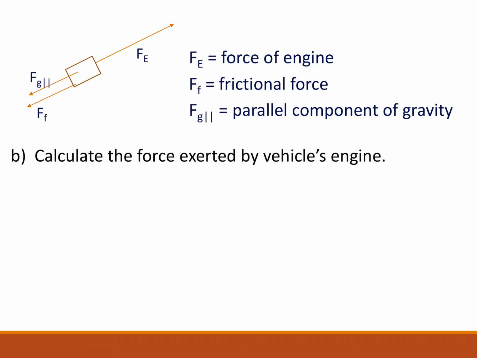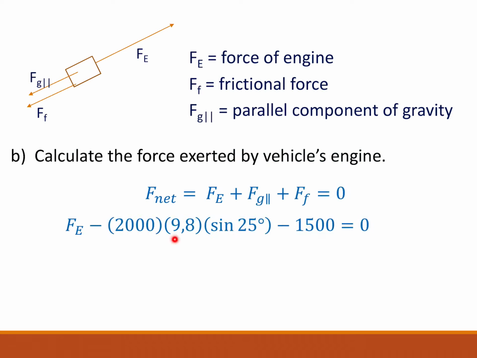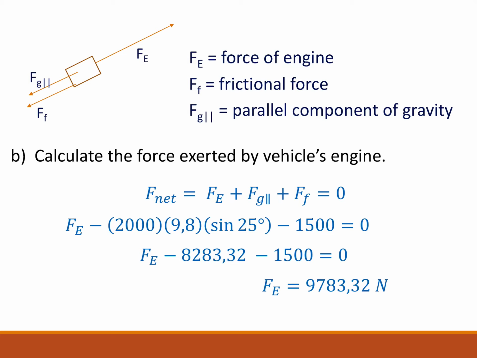Now they want the force exerted by the vehicle's engine. You know that F net is 0 because it's going at constant speed. FG parallel you can work out, and you were given friction. So, that's FG parallel. FG, 2,000 times 9,8. We minus it because in the opposite direction, so it's going to be sine 25 minus 1,500. So they're helping us here. We know that the force of the engine is 9,783,32 newtons. It's a weird little number, but we're okay with that.